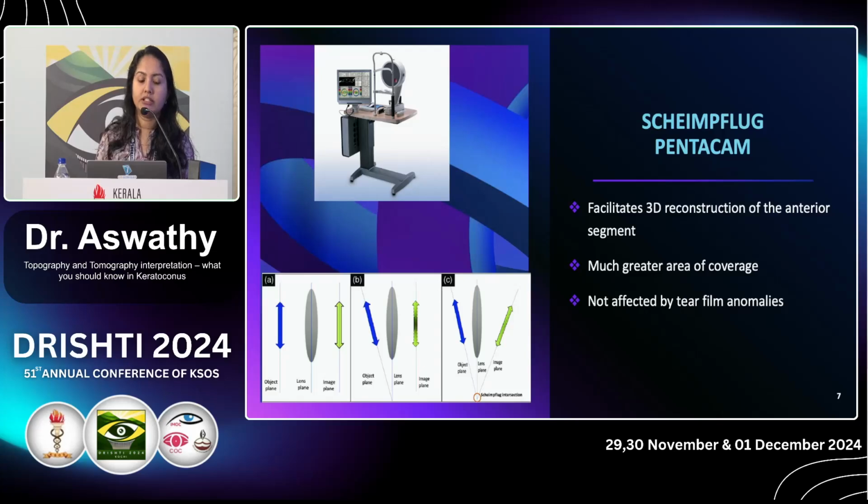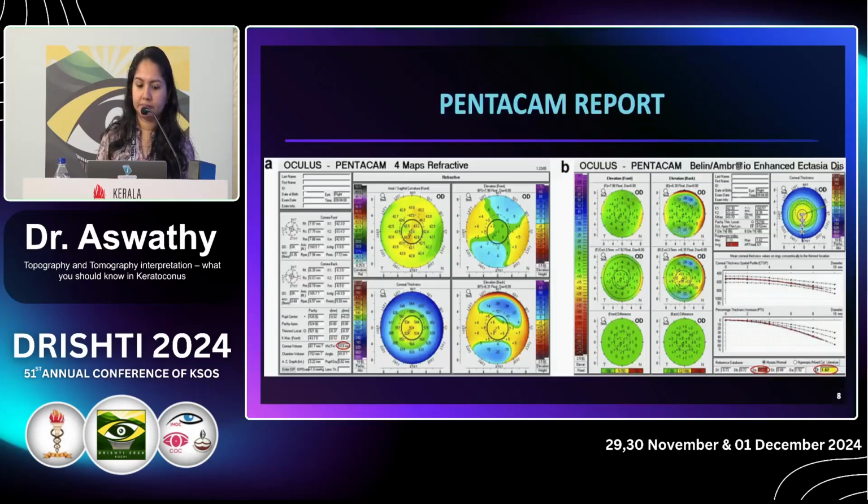The advantage of this technique is that it facilitates a 3D reconstruction of the anterior segment. Therefore, in addition to the anterior curvature, we can also know about the posterior curvature, the corneal thickness, the anterior chamber depth, in addition to details about the lens also. Also, it has a much greater area of coverage. The limbus to limbus area of the cornea is covered, whereas in topography, only about 40 to 60% of the cornea is covered. And also, this is not affected by tear film abnormalities, unlike in topography.